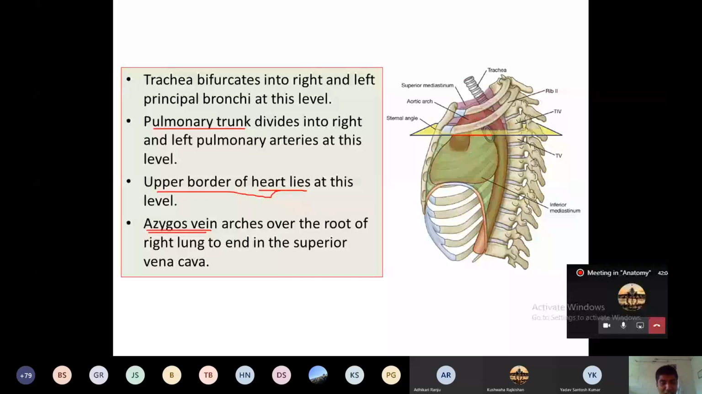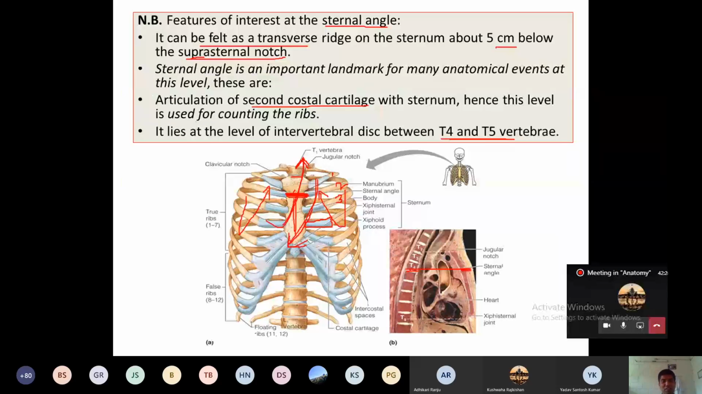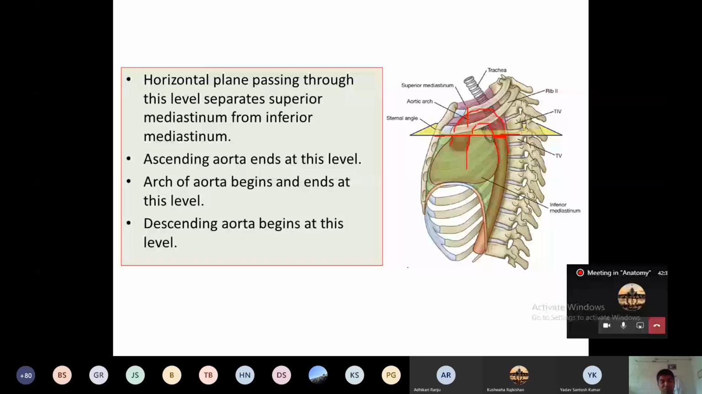So there are several anatomical events which are occurring at this level. Very interesting level. Sternal angle or the transthoracic plane or the lower border of the T4 vertebra. It is a very important anatomical level. Because, like the events happening in our life, here also so many events at this level are happening. So all these events you have to remember, very important events.